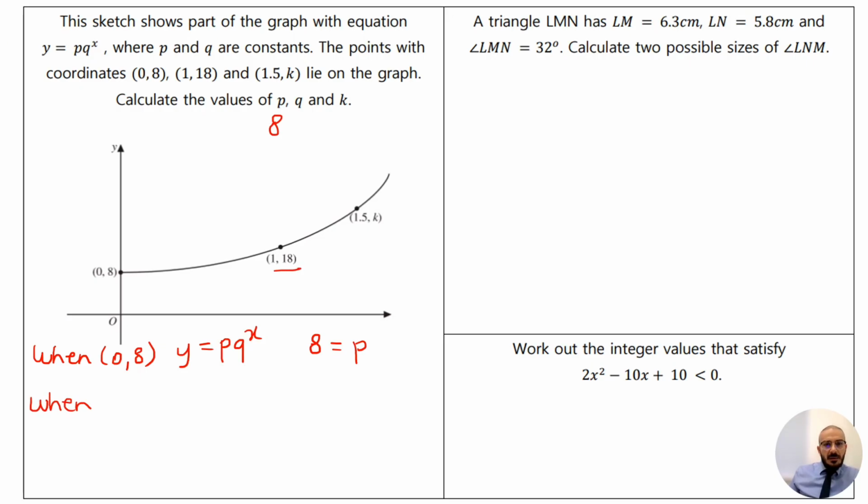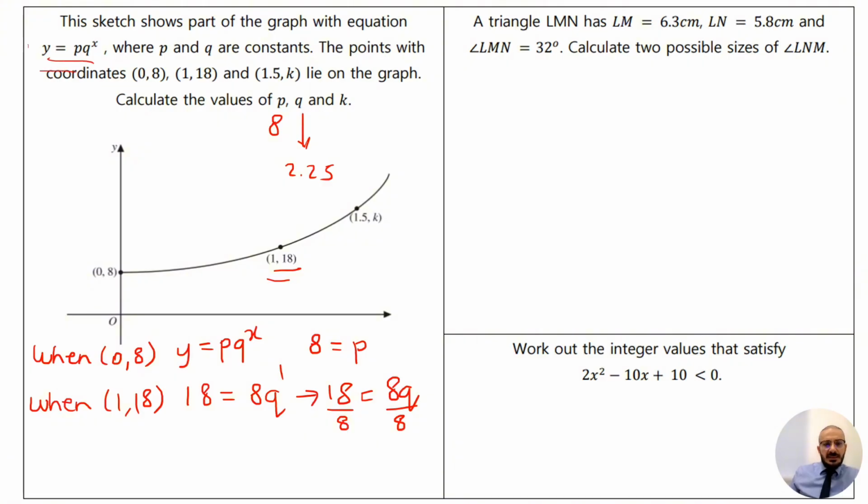So now I'm going to use these coordinates, where x is 1 and y is 18. I can write 18 is equal to 8 times q to the power of 1, which gives me 18 is equal to 8q. Divided by 8, that would be q, which is 2.25. So I found p to be 8, q to be 2.25. So I'm going to substitute that into this.